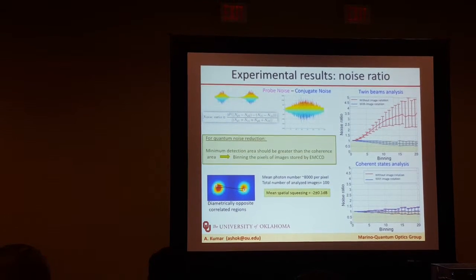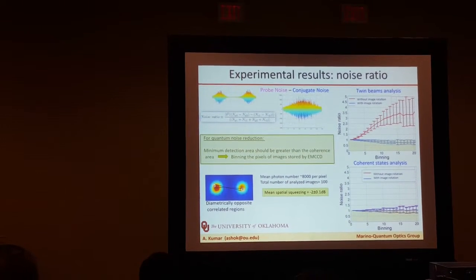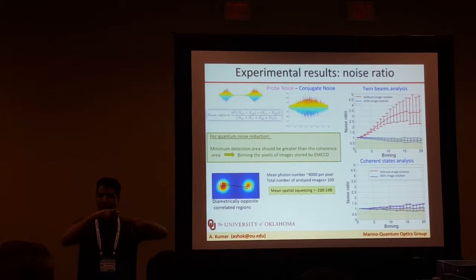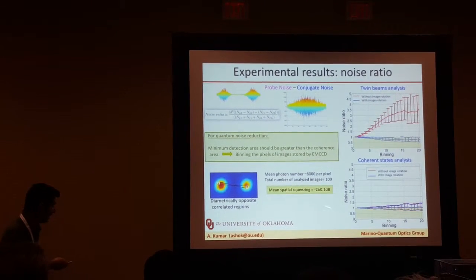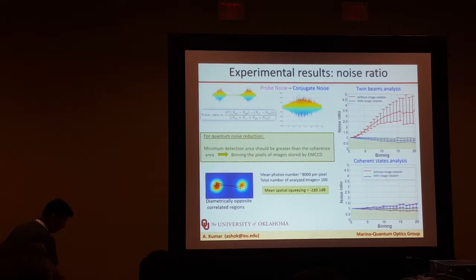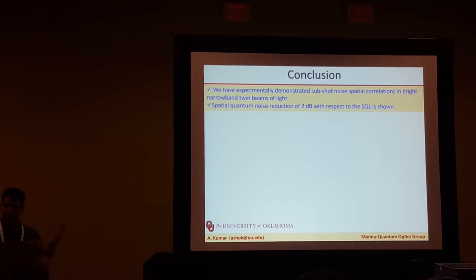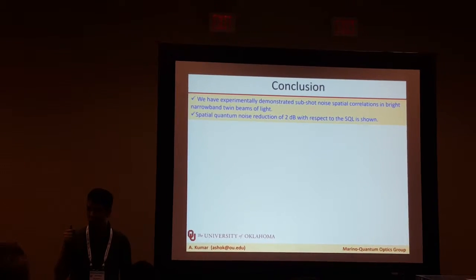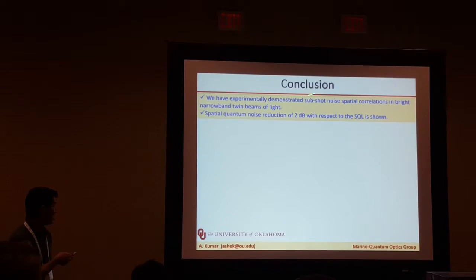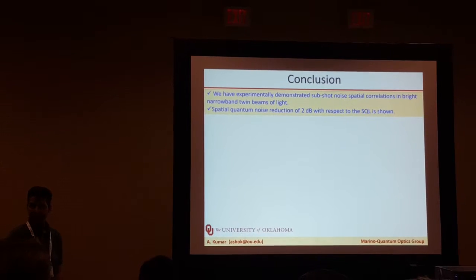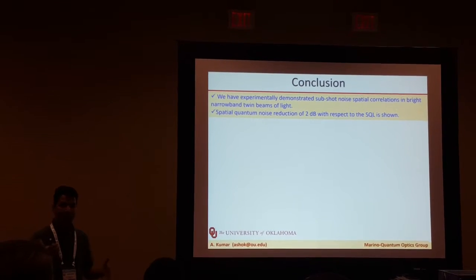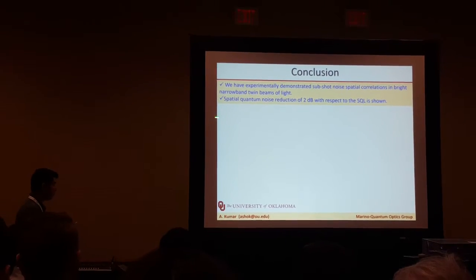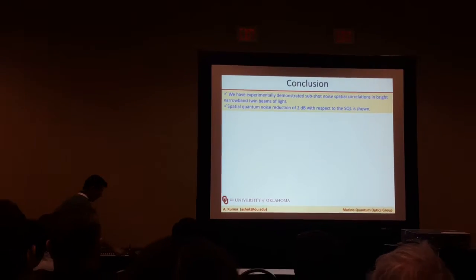At the last, we tested this analysis with coherent pulses, and as we expected, and as we talked about in the first slide, we always get the shot noise limit, which is 1. Finally, we can say that we have experimentally demonstrated sub-shot-noise quantum spatial correlation using bright twin beams of light, which may have a lot of applications in quantum metrology and quantum technologies. We have shown spatial squeezing of around 2 dB.